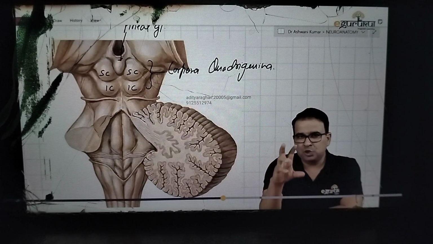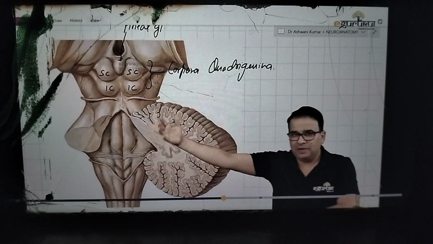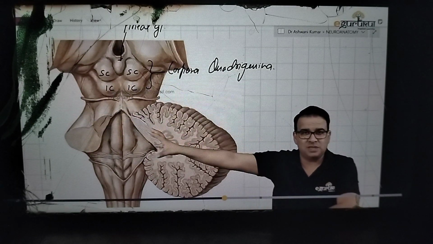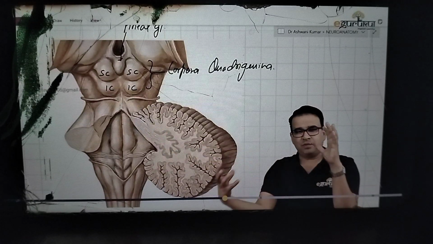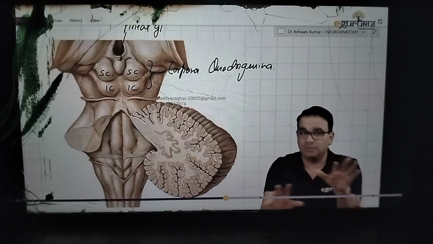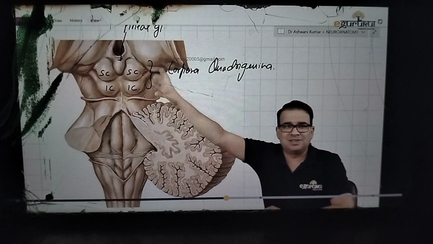What is also to be understood from here is that even if you remove the cerebellum, the midbrain is not going to get affected, because behind the midbrain there is no cerebellum. The cerebellum is present behind the pons and upper medulla. So if you remove the cerebellum from the brainstem, you're literally distorting the dorsal or posterior aspect of the pons and upper medulla oblongata, but not the midbrain. So whether the cerebellum is there or not, this portion is still intact.